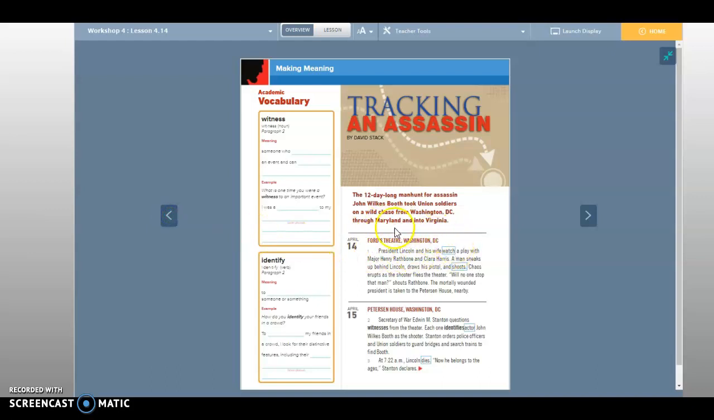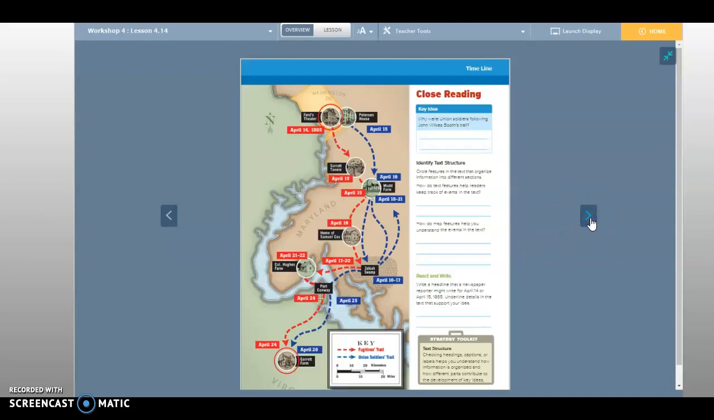So Ford's Theater, Washington, D.C., Peterson House, they got the dates right there. Those are features, right? 7:22 a.m. Okay, it gives us an idea of the time of day, where they were, things like that.